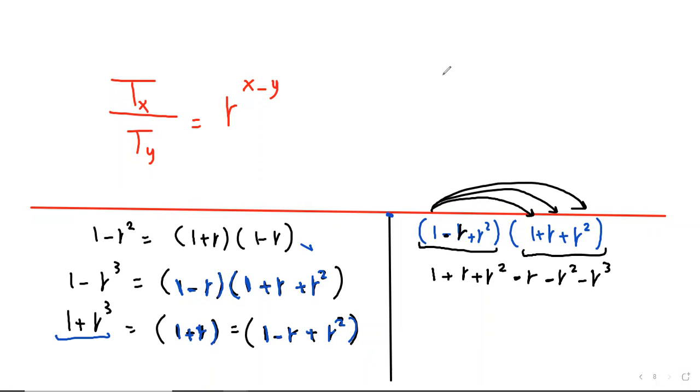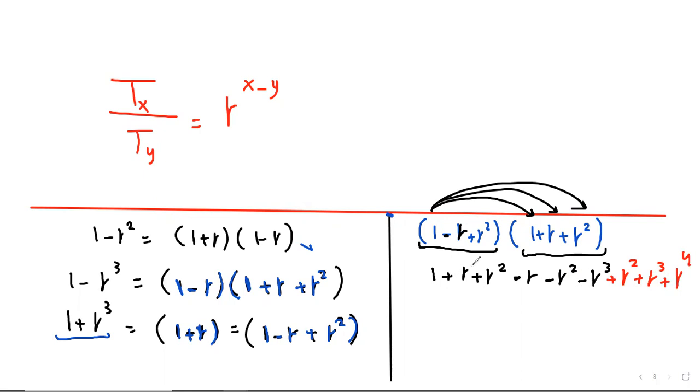And then multiply R to the power of 2 here. R to the power of 2 times 1, it will be R to the power of 2. And R to the power of 2 multiplied by R, it's R to the power of 3. And R to the power of 2 multiplied by R to the power of 2, it's R to the power of 4. Then tidy it up.